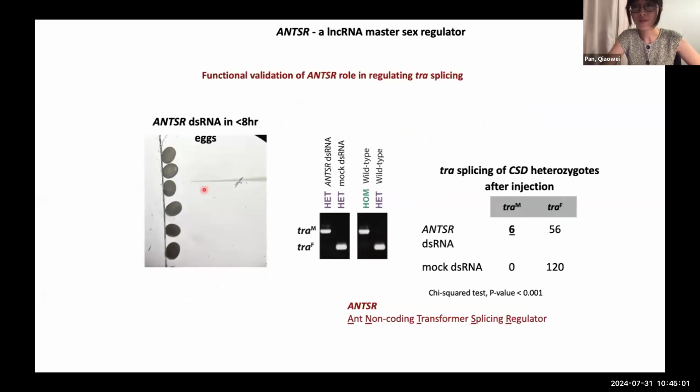Then we would like to functionally validate the role of our non-coding long RNA by performing RNAi.